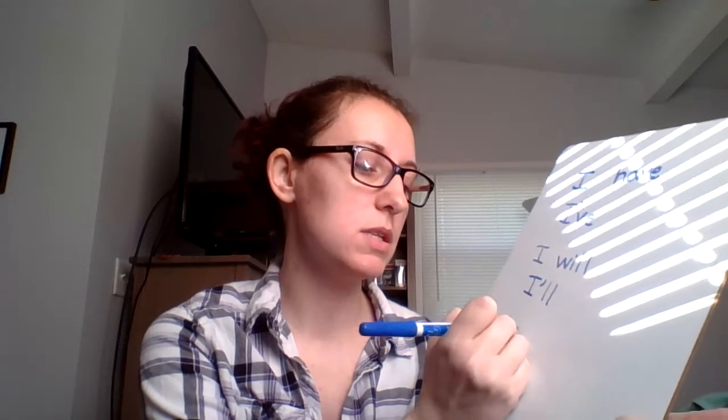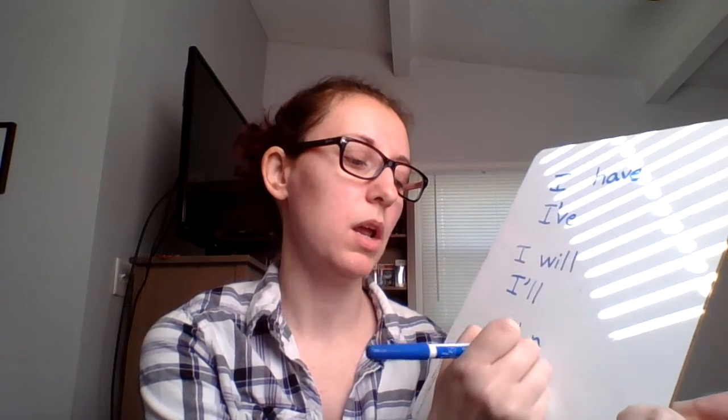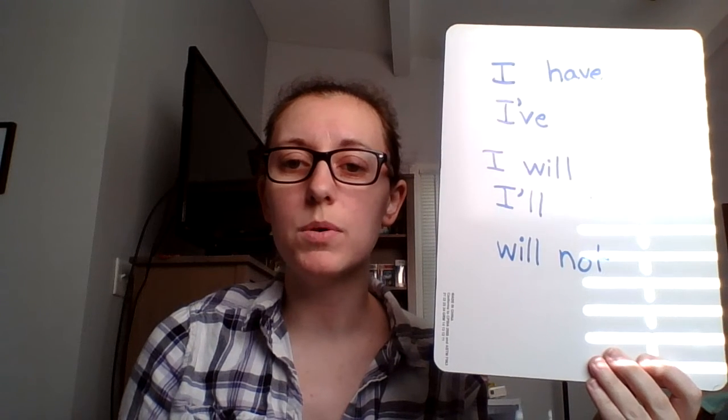If we have will not, this is a tricky one. But we know that the rule is we put two words together, we remove some letters, and replace it with an apostrophe. And if we have the word will, then we drop the W and the I. However, this one is slightly different. Because if we get rid of the W and the I, we would just have not. And that wouldn't make sense. Plus, we also have the word not, and we know that we get rid of the O.